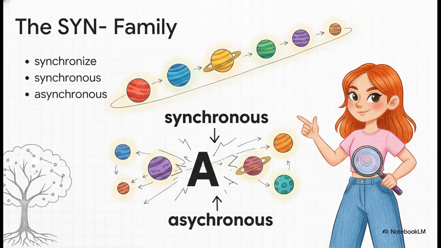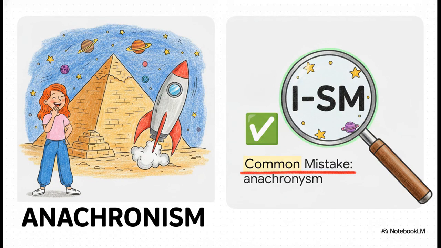And this actually builds out an entire family of words. By changing the ending to ous, we get the adjective synchronous, describing things happening together. But here's the real magic trick. If we add an A at the very front to make it asynchronous, that single letter completely reverses the meaning to not happening at the same time. Mind-blowing, right?